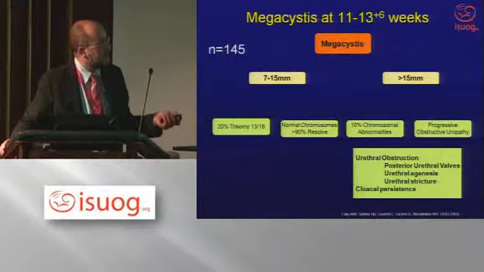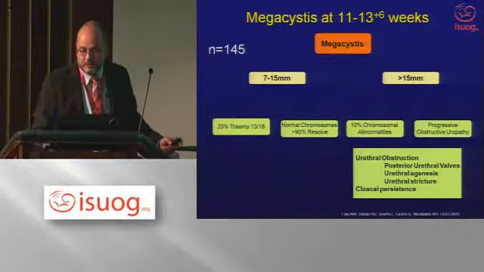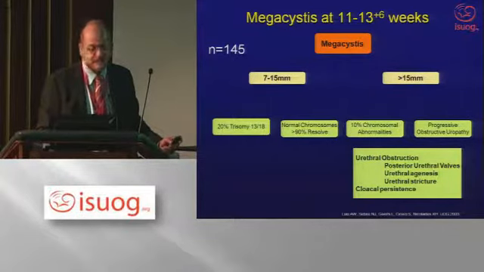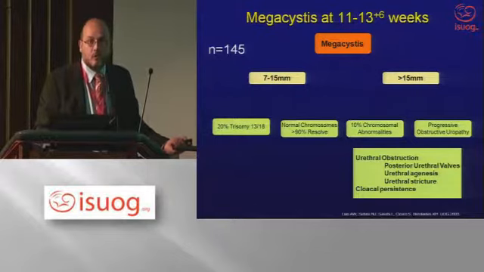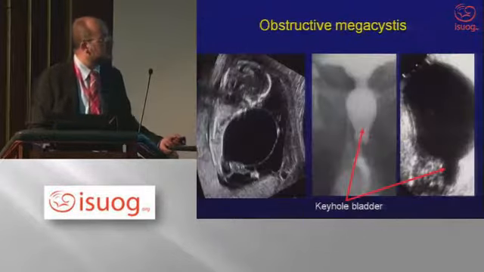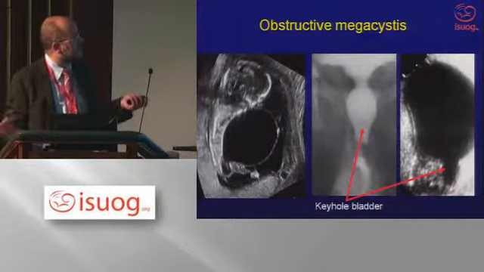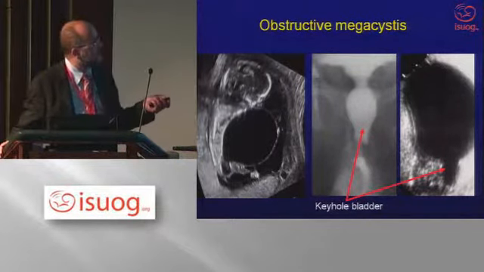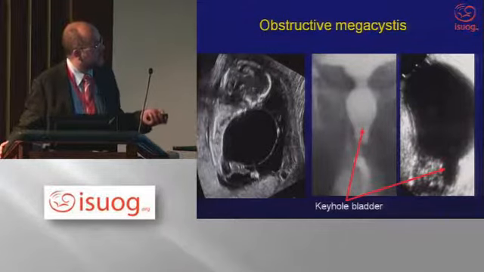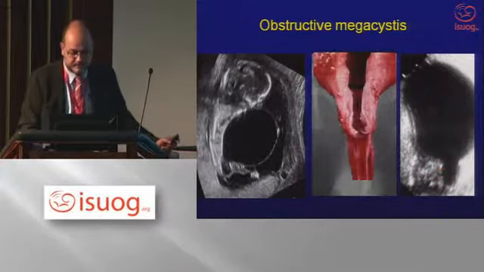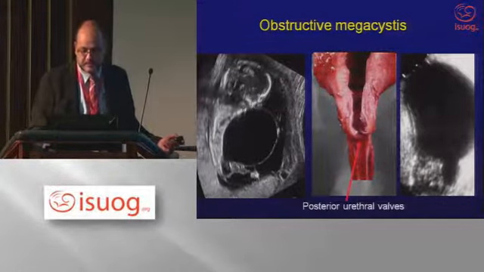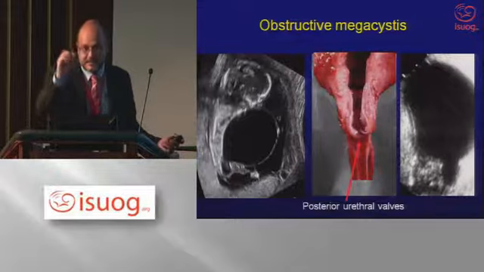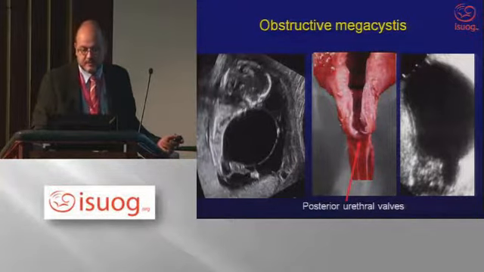The obstructive uropathy is usually due to posterior urethral valves in male fetuses, so these are almost always male fetuses, or due to urethral agenesis or urethral stricture, or due to cloacal persistence, and we'll talk about that too. This is a typical appearance of a keyhole bladder. You can see there the large bladder with a keyhole appearance. And this is what a specimen looks like with posterior urethral valves. And these valves sit in the urethra and just block the exit of the urine.